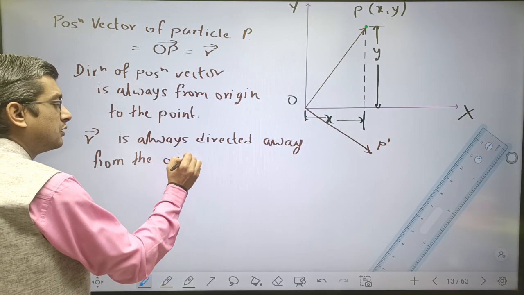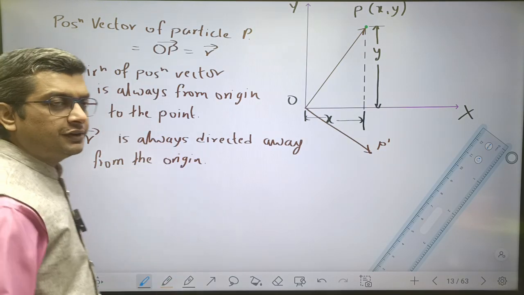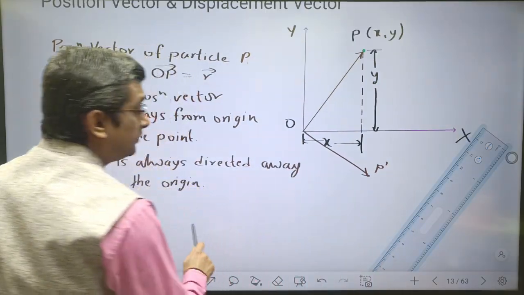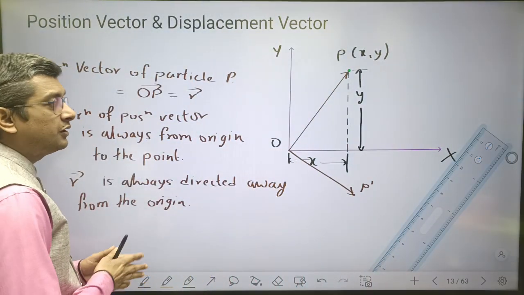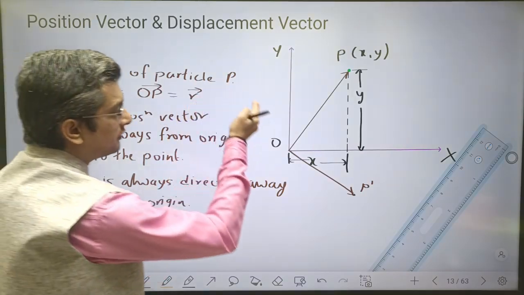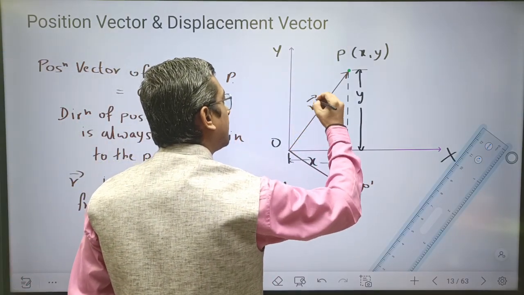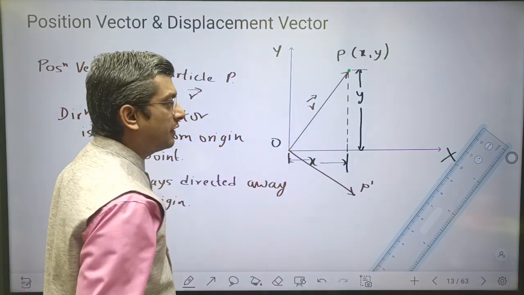Away from the origin, isn't it? So in this way, now the first direction we have completed. Now what about the position vector? How can we write this position vector? If I write the R vector, that is the OP vector, which is the R vector.